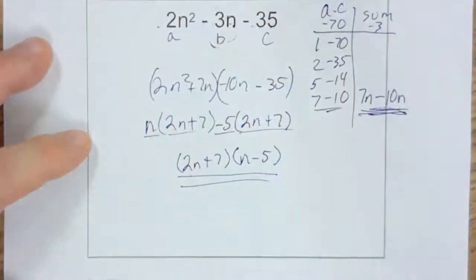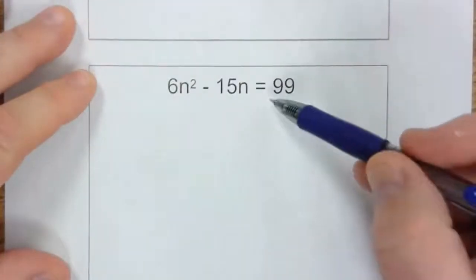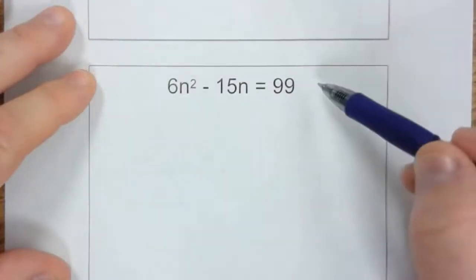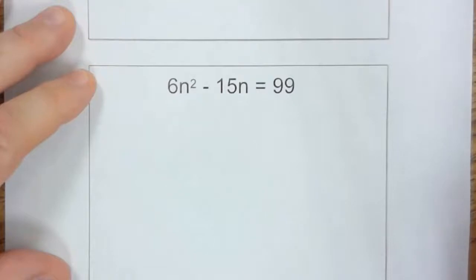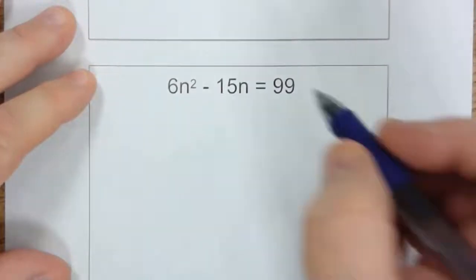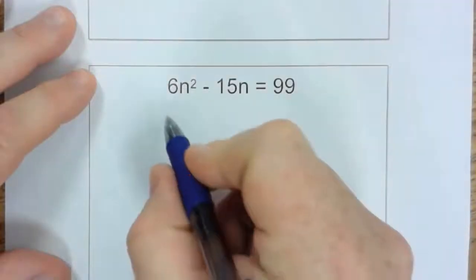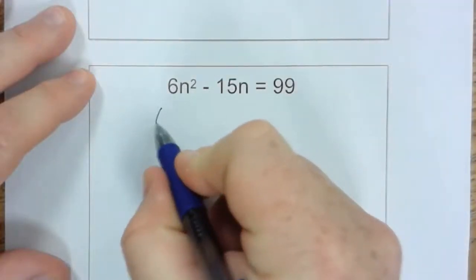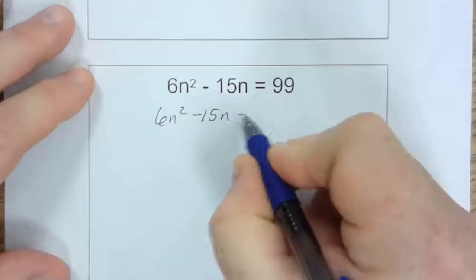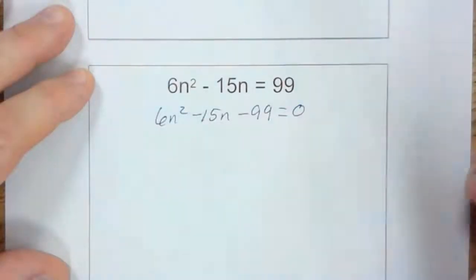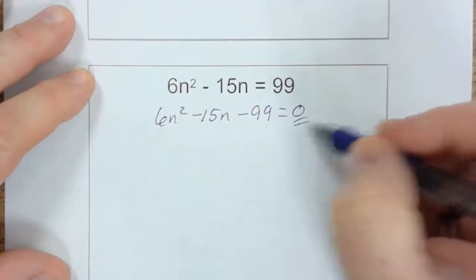For our next example, we actually threw an equation in here, so this whole thing equals 99. We're building up to actually solving these, but in order for this factoring to work, all the numbers need to be pushed to one side and the whole equation needs to be equal to 0. So the first thing I'm going to do is rewrite this to 6n squared minus 15n, bring the 99 over as minus 99 equals 0. So factoring only really works when you have a 0 over here.